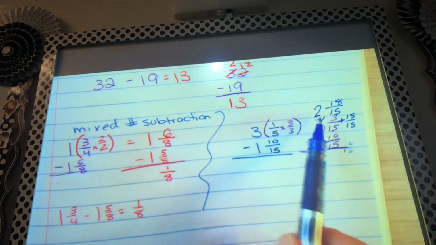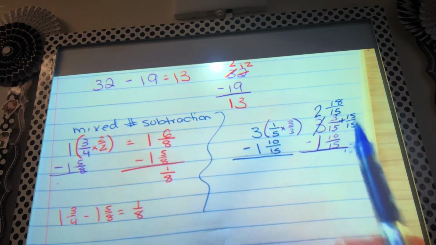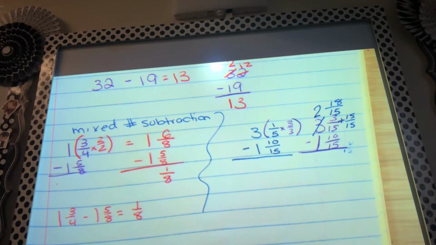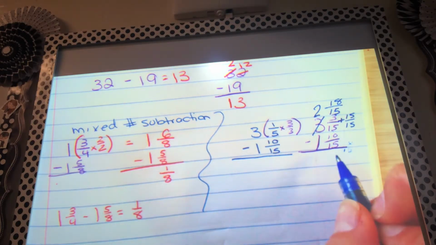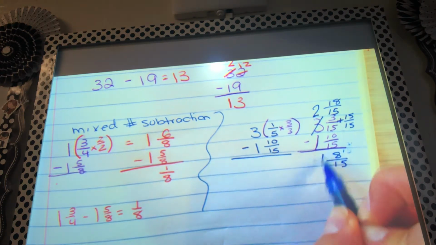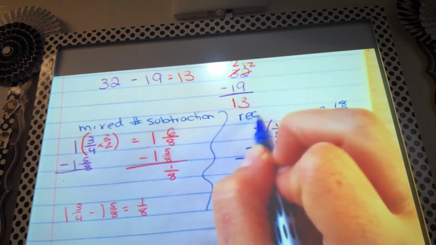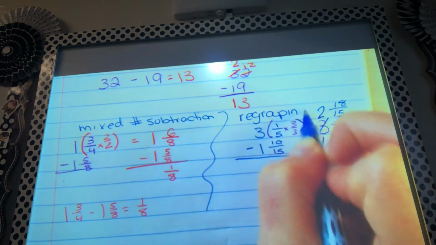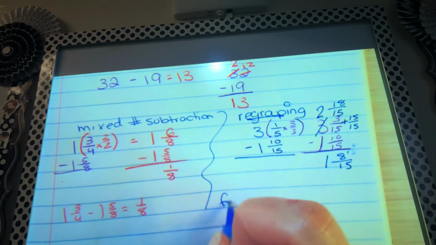Now this is not a proper mixed number because it has a fraction greater than 1 in it, but since I'm regrouping so that I can subtract, it's okay in subtraction. So 18 take away 10, and that's going to give me 8/15, and 2 take away 1 is 1. So that's an option with regrouping, or fair trading, as I like to call it. But you can also make it a fraction greater than 1.